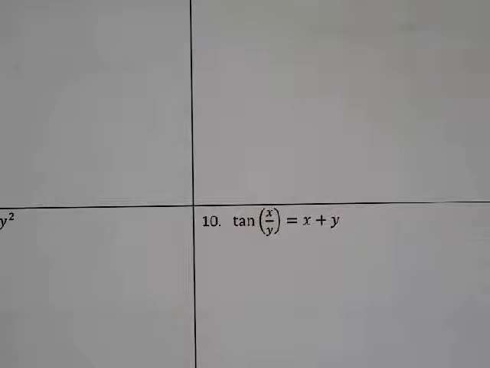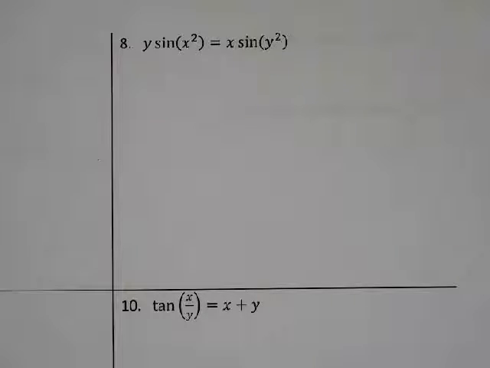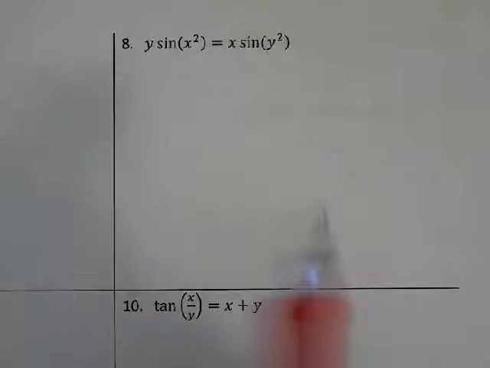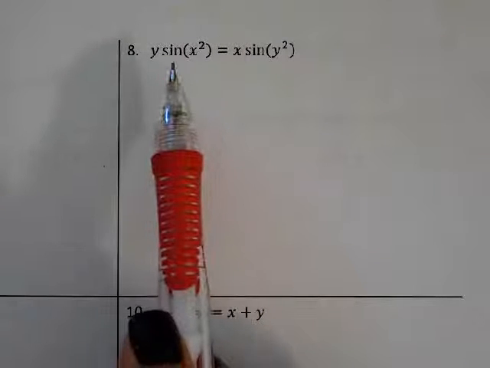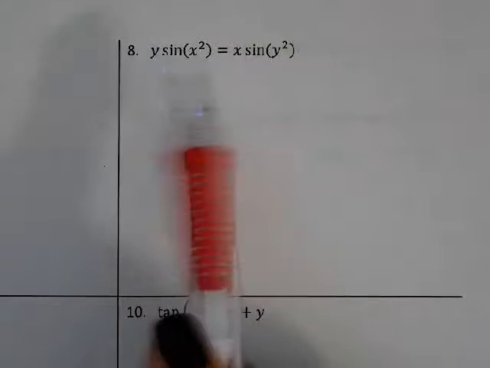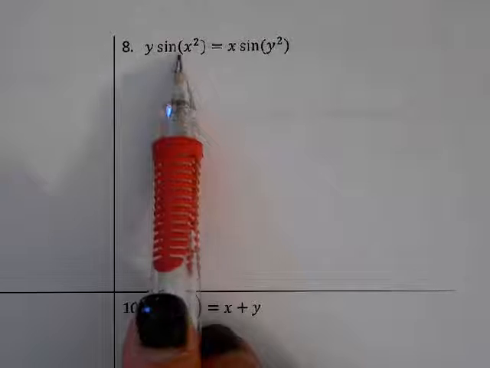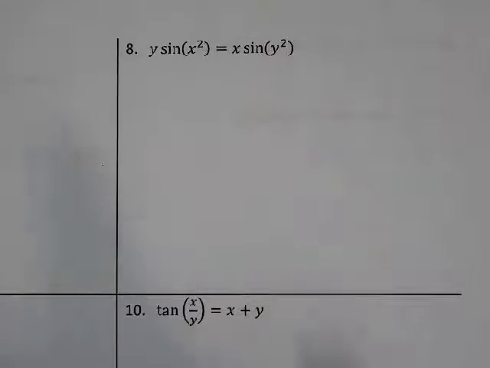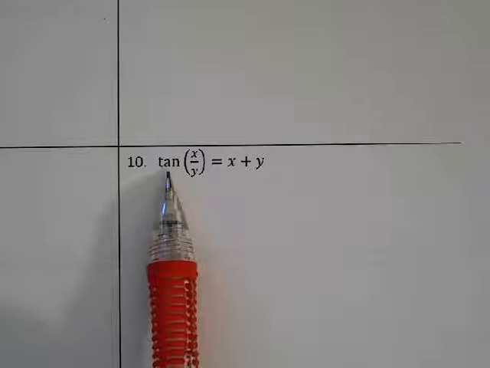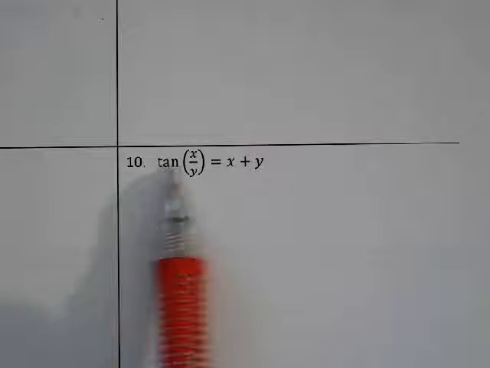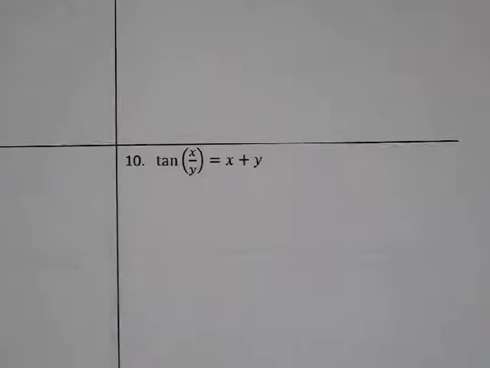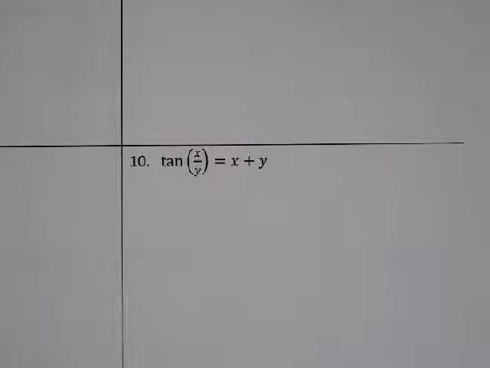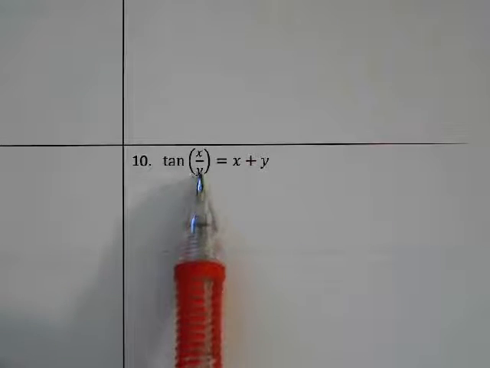So do we want to do 8, which has sine, and a product rule with y and sine, but within that product rule it has a chain rule? So that's one type of scary. This one has tangent, and then a quotient rule inside, which is part of a chain rule. So should we do number 10?